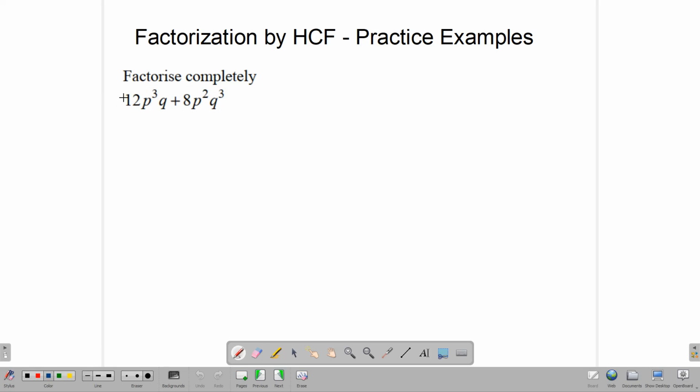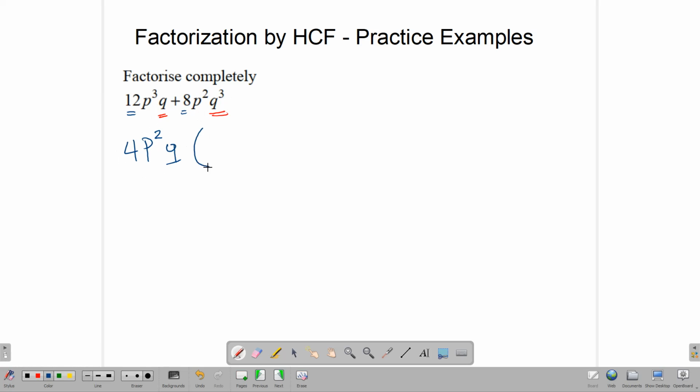Now let's look at the numbers, 12 and 8. You will realize that the highest number that can divide 12 and 8 is 4. So let's write that down, 4. Now let's look at our letters, p cubed and p squared. We use the lower of the two, so we're going to write down p squared. And then we have q, here and q cubed, and q is lower than q to the third. So we're going to write down q. And this is our highest common factor for this expression.